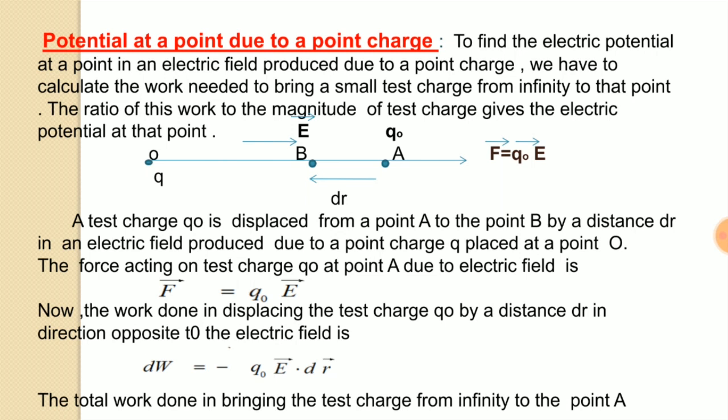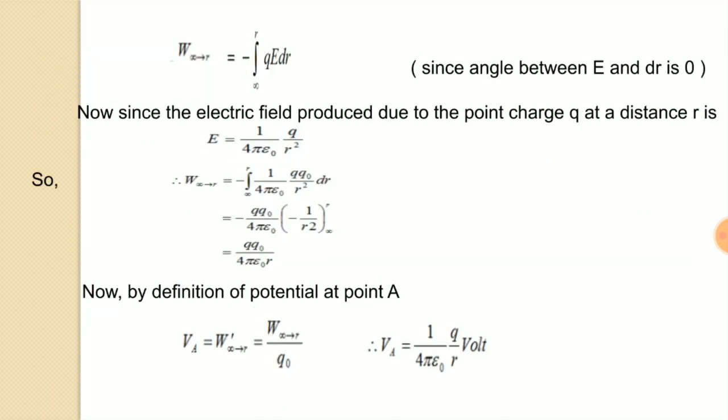The force acting on test charge Q0 at point A due to the electric field is vector F equals Q0 vector E. Now, the work done in displacing the test charge Q0 by a distance dr in the direction opposite to the electric field is dW equals minus Q0 vector E dot vector dr. So the total work done in bringing the test charge from infinity to point A is W from infinity to R equals minus the integral from infinity to R of Q0 E dr. Here the angle between E and dr is 0 degrees.